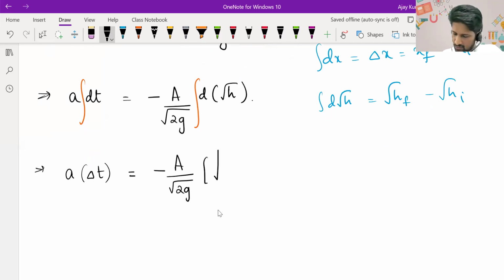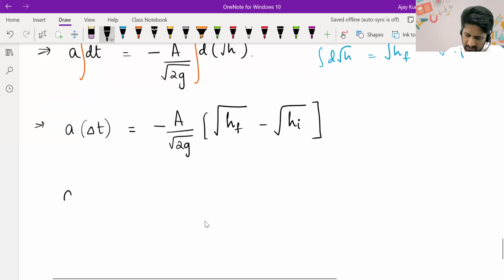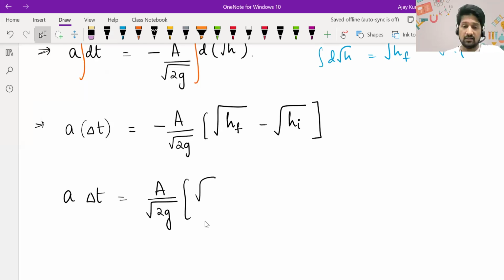So basically it becomes under root h final minus under root h initial. If you send the minus sign inside, delta t is equal to capital A by under root 2g into root of h initial. Initial height in the tank was capital H, minus root of h final. Final height in the tank is H by 2, according to this question. In another question, they may ask you H by 3, H by 4, whatever it is. But this is the approach. That's all. And that is the time it takes.